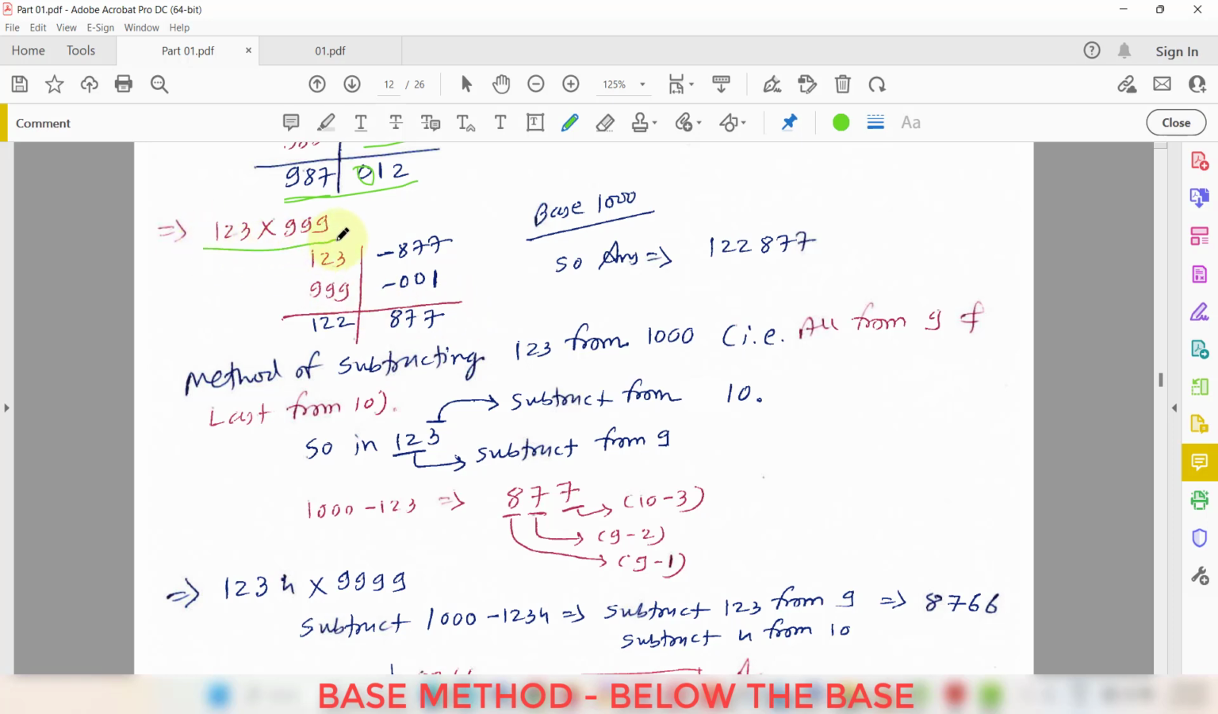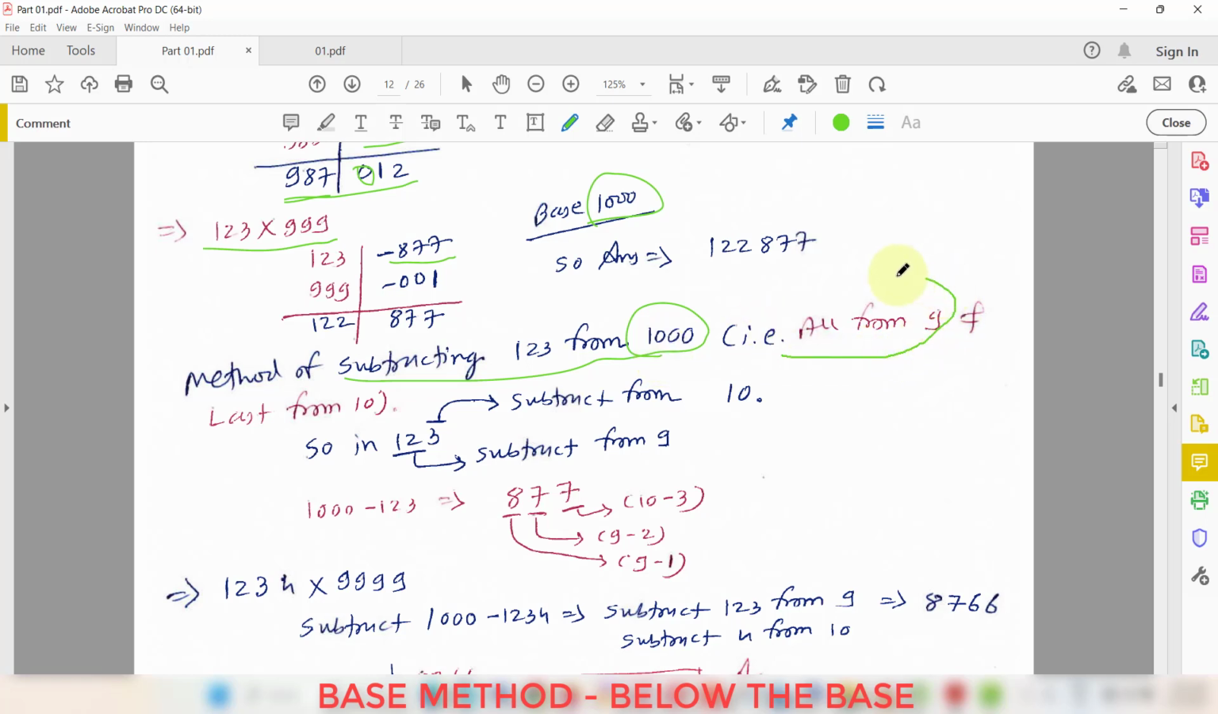123 times 999. Here you can see the base is 1000. So 123 is below 1000 by how much? That is 877. Now you might be wondering how I am getting this, 1000 minus 123 that is 877, within a fraction of a second. So the method of subtracting any number from 10, 100, 1000, 10,000, 1 lakh or 10 lakh, that is what?